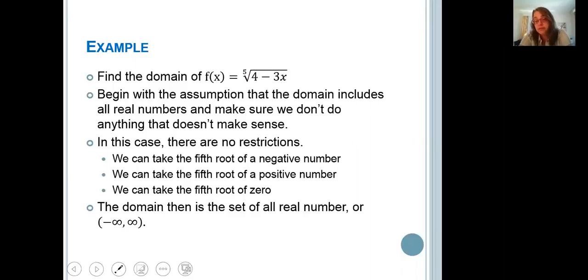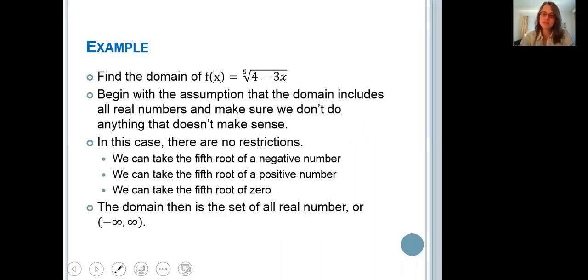Yeah. The 5th root of negative 1 is negative 1. Plug it into your calculator. Make sure you understand that. Can I take the 5th root of 0? Sure. The 5th root of 0 is 0. And I can take the 5th root of a positive number. The 5th root of 1 is 1. Or 2 to the 5th is 32, so if you take the 5th root of 32, you will get 2. If you take the 5th root of negative 32, you'll get negative 2. So there's nothing I'll have to kick out.